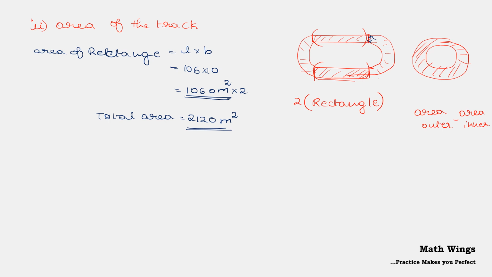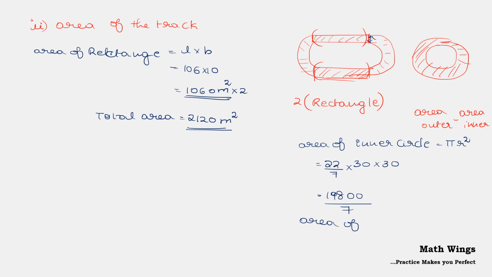Now we have to find the area of the circles here. What's the area of the smaller circle? Area of the inner circle is equal to pi r square. So pi we can take as 22 by 7 and r for the first circle is 30 meters. So 30 into 30. This becomes how much? Divided by 7. Correct? Now, what's the area of the outer circle?